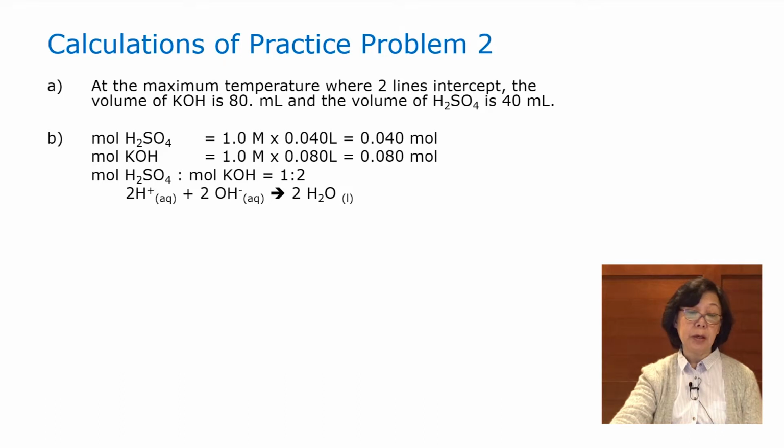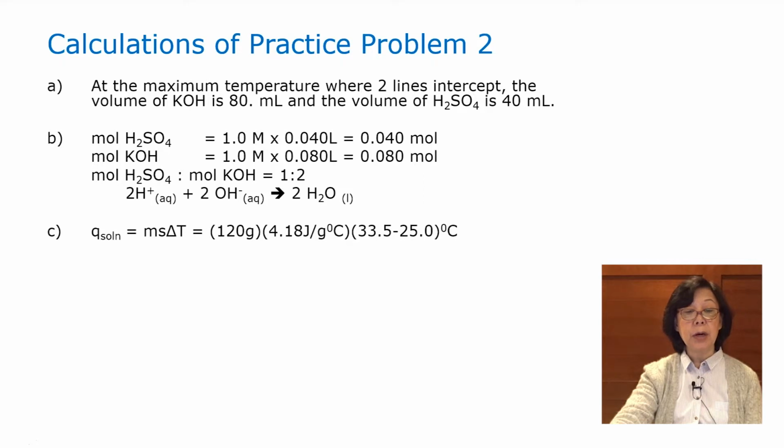And we write the net ionic equation as 2 moles of hydrogen ion combining with 2 moles of hydroxide ion to make 2 moles of water. Now the mole ratio is 1 to 2 because the 2 moles of hydrogen ion come from 1 mole of H2SO4, and the 2 moles of hydroxide ion come from 2 moles of KOH.